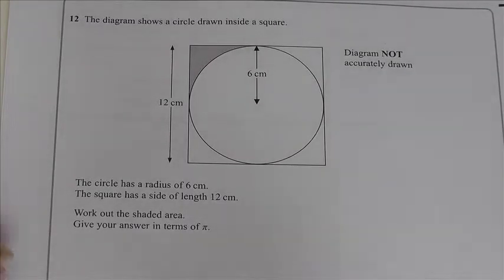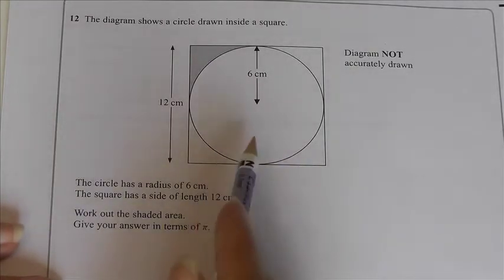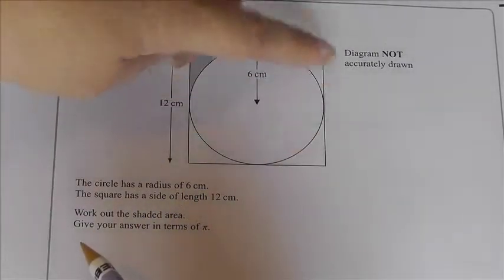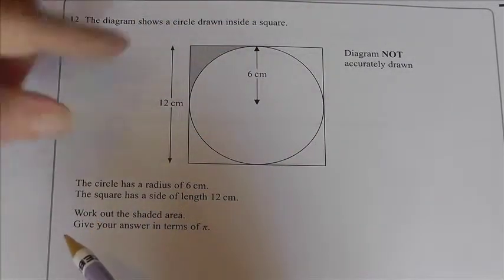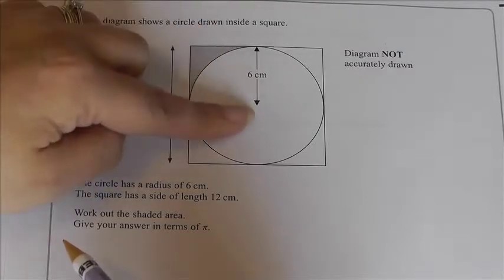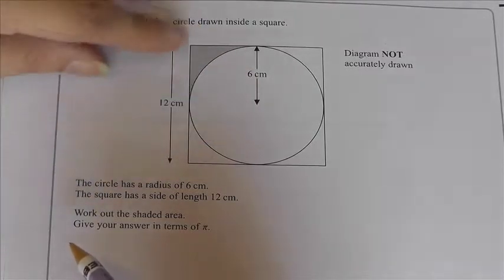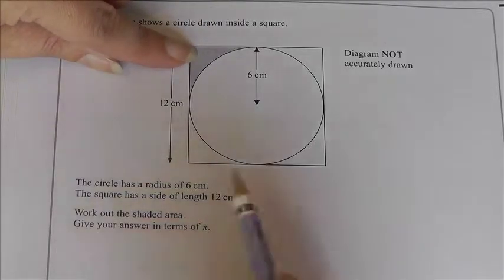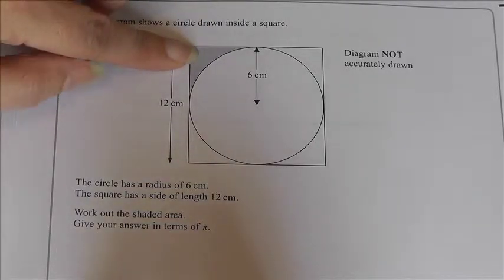Okay, question 12 is ultimately an area problem, and we have a square here with a circle in it. Now, if we wanted to find the area of all 4 of these corners, it would be the result of the area of the square subtracting the circle. And what we're actually going to do is find just one of those corners.